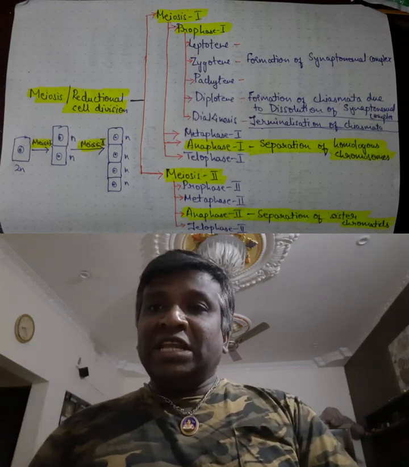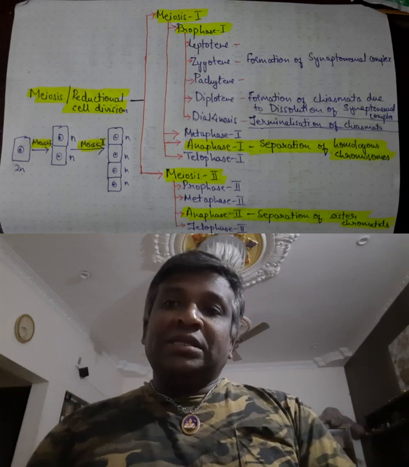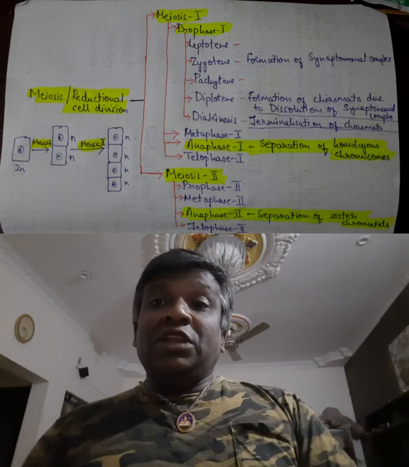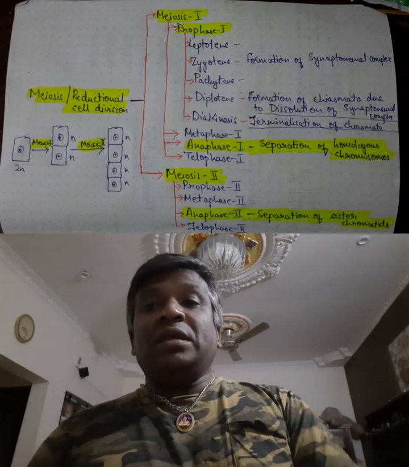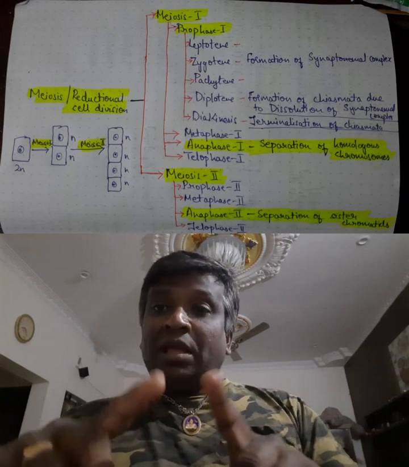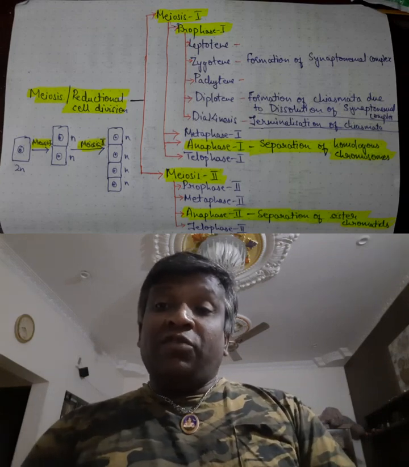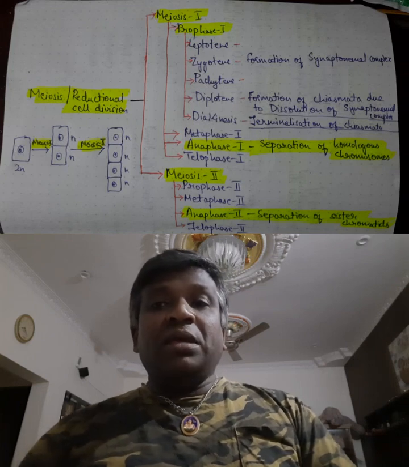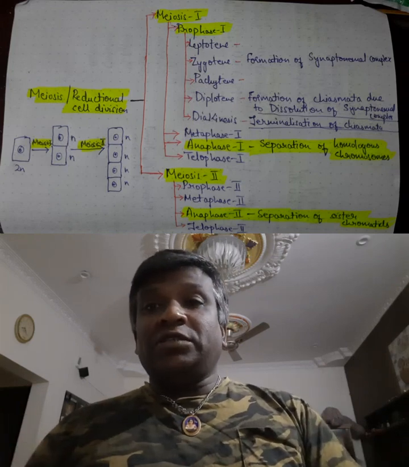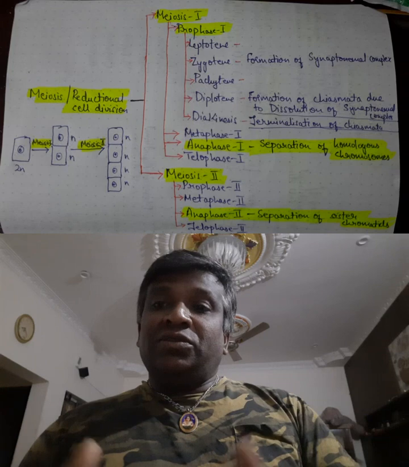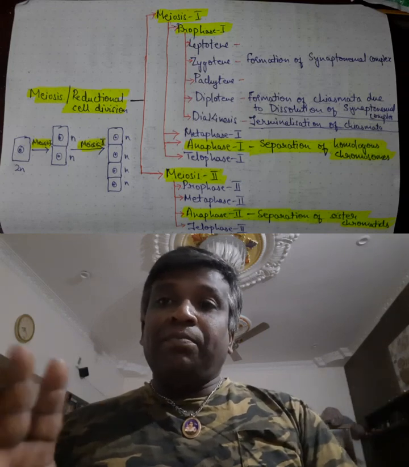After this, the next stage is telophase II, wherein the daughter nuclei are going to form, and four daughter nuclei are formed, and cytokinesis also takes place in this stage. Thus there is formation of four haploid daughter cells.